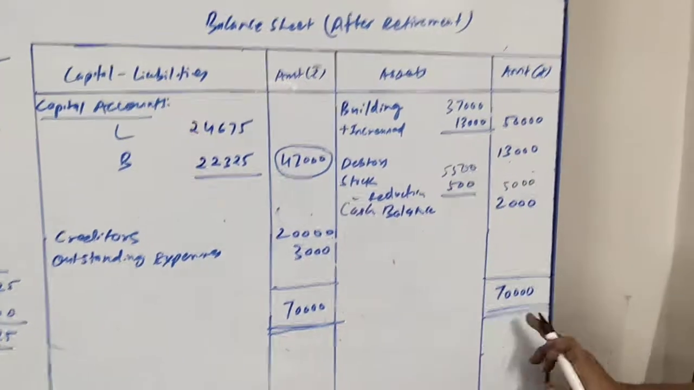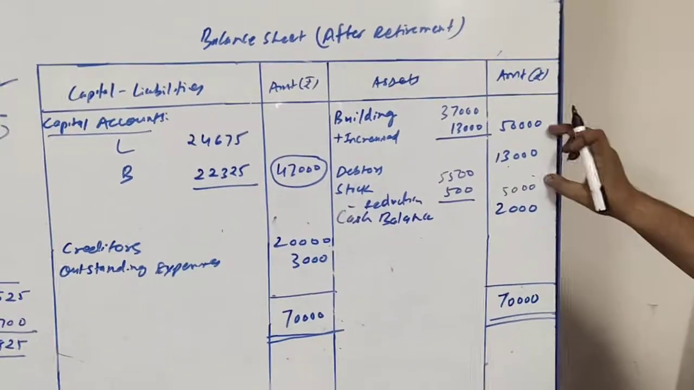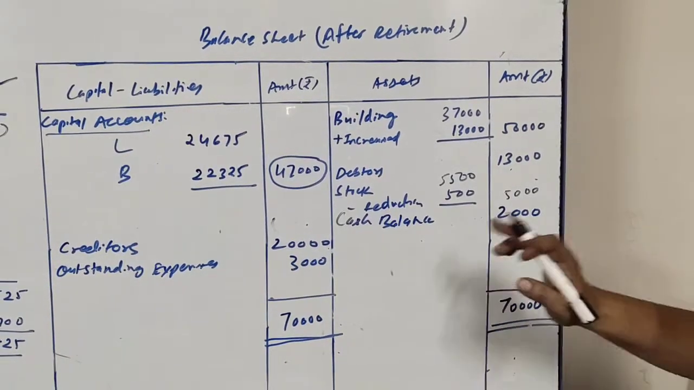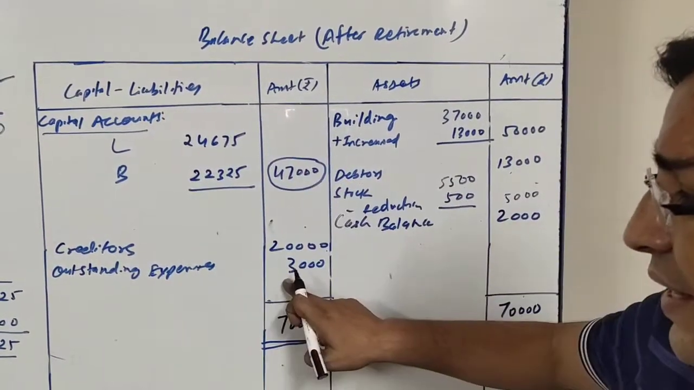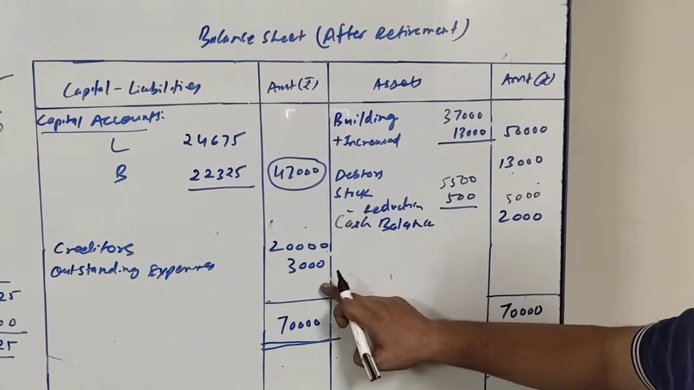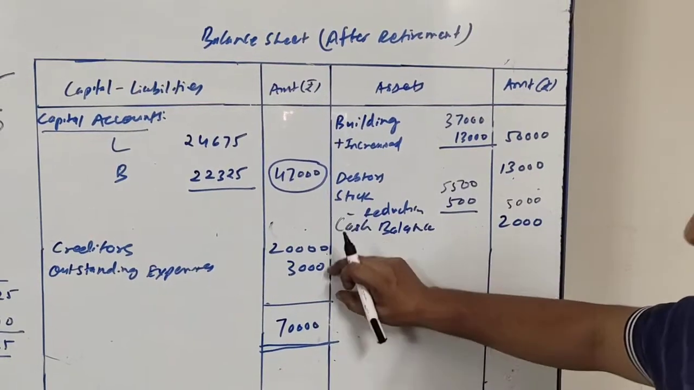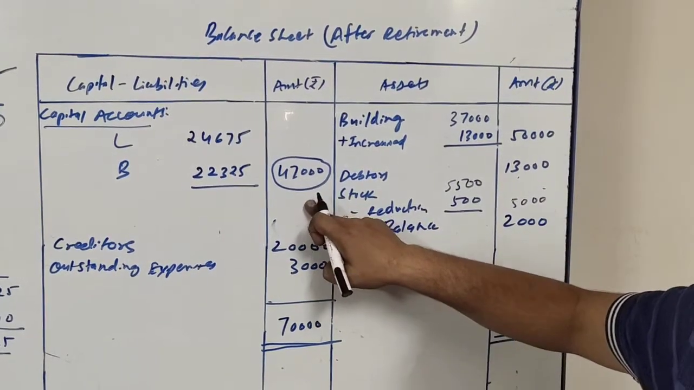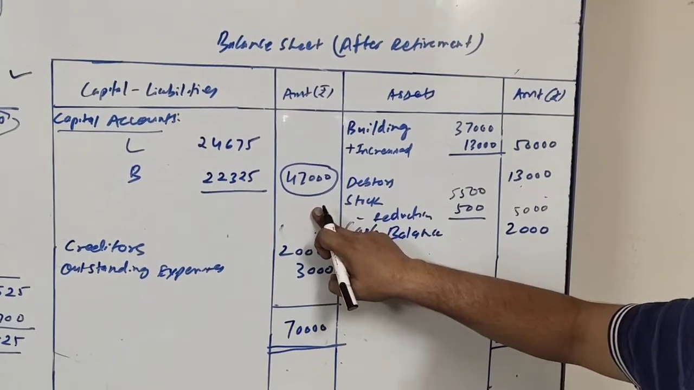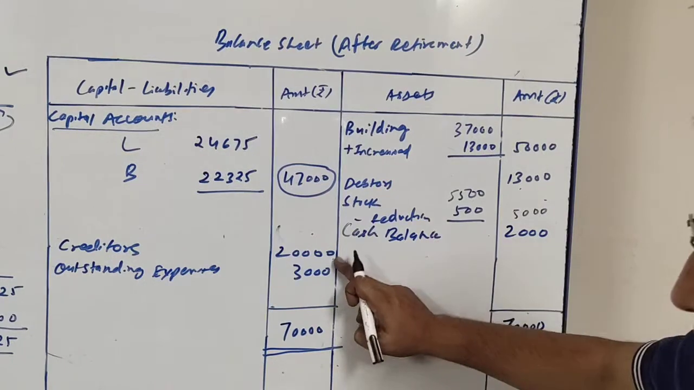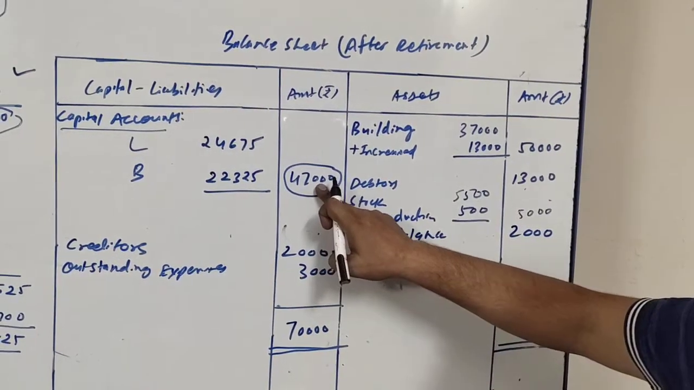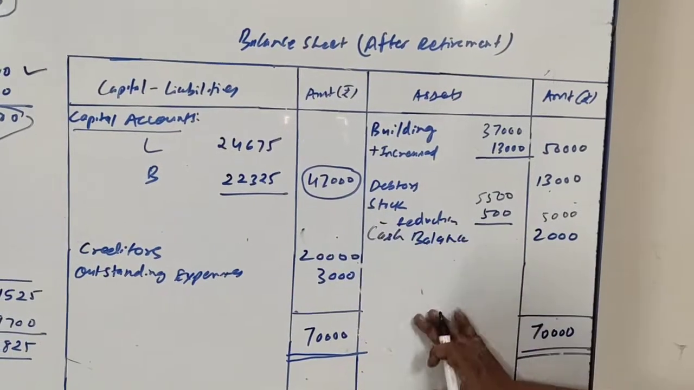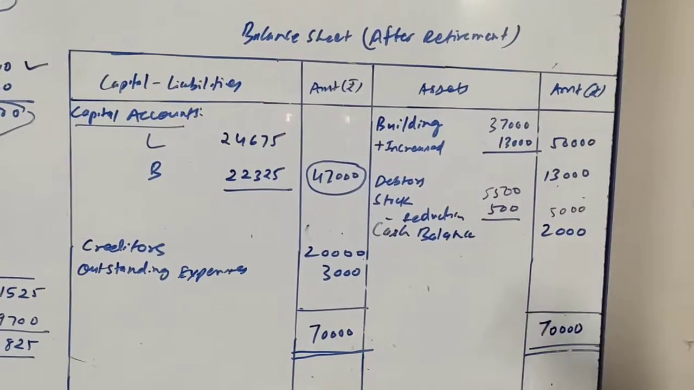When I make the total of the asset side, there are 4 items, and the total is 70,000. Now on the liability side there are only 2 items, creditors and outstanding expense, 20,000 and 3,000 respectively. So whatever the difference is will be the combined closing capital of both the partners. So 70,000 minus 23,000 will come to 47,000.